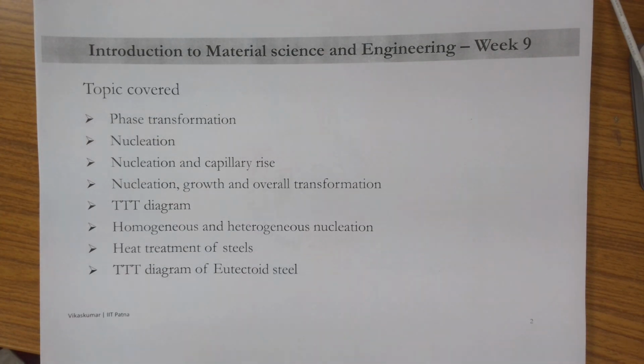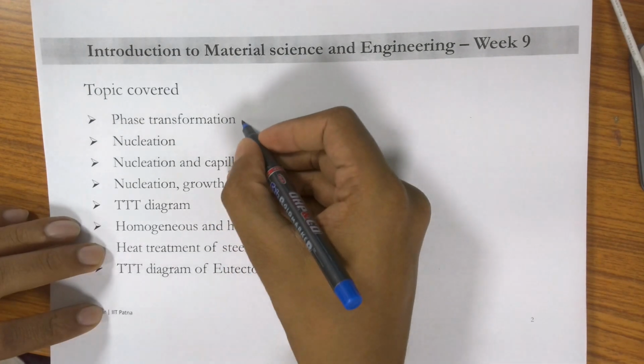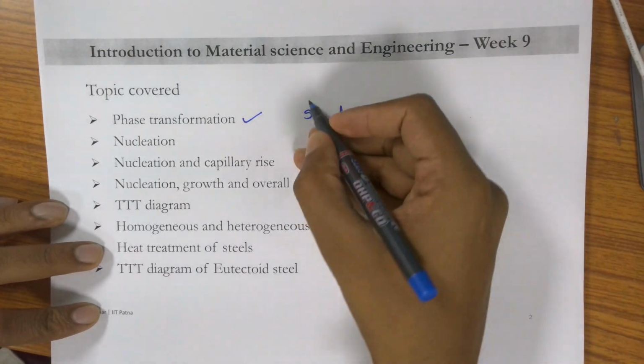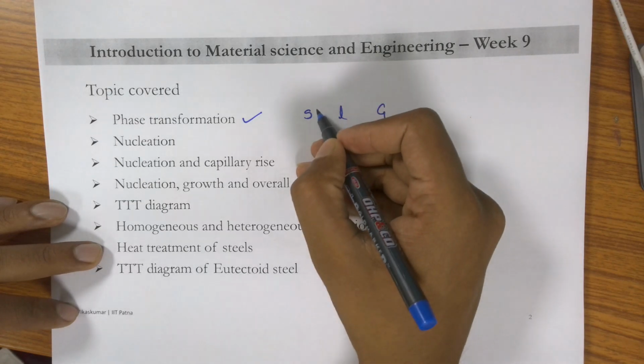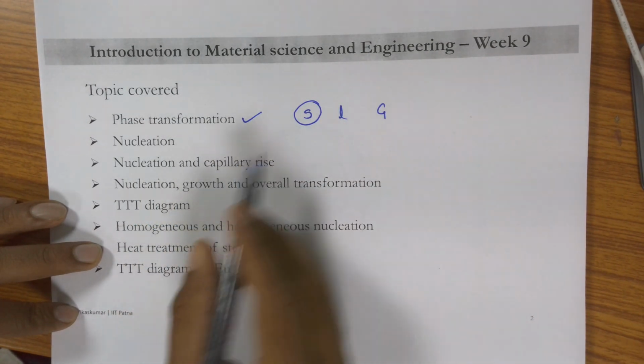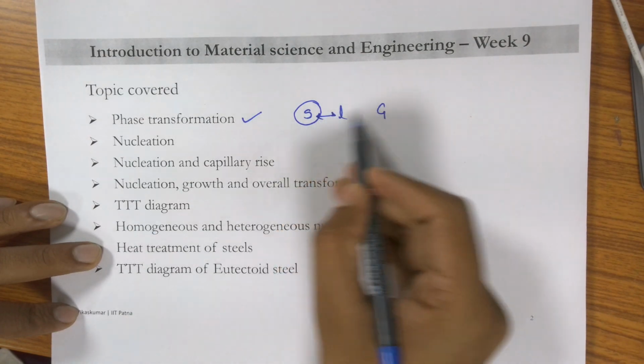So we first discussed phase transformations, mostly about solids, liquids, and gases. And among the solids, we saw how solid state transformation can also occur. So they can change from one to another.